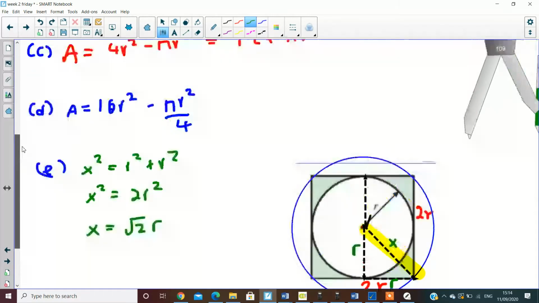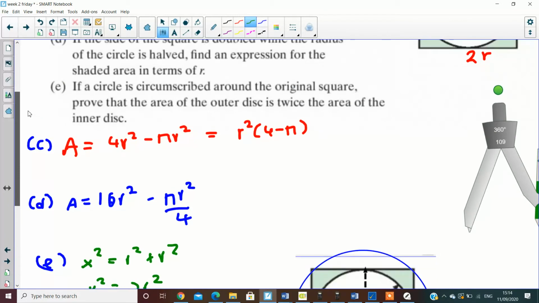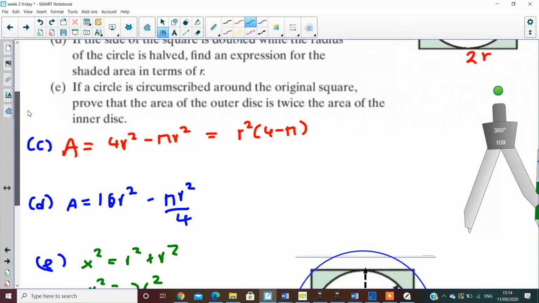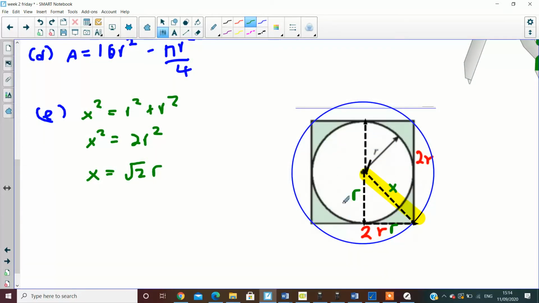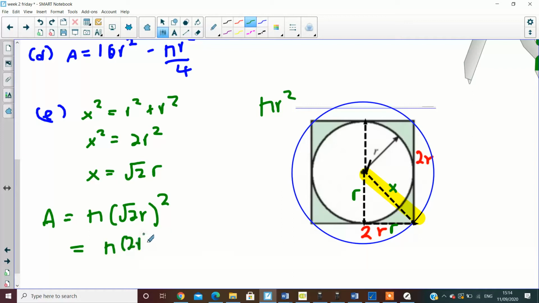All right, reread the question. What does it want from me? The circle is circumscribed around the original square. Prove that the area of the outer disk is twice the area of the inner disk. What's the area of the inner disk again? Now, what's the area of this outer disk going to be? Pi times radius squared. As long as when you square that, pi times 2r squared, which is 2 pi r squared. It's twice the inner disk. Is that okay? All right.